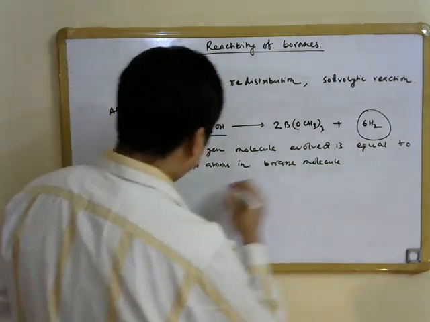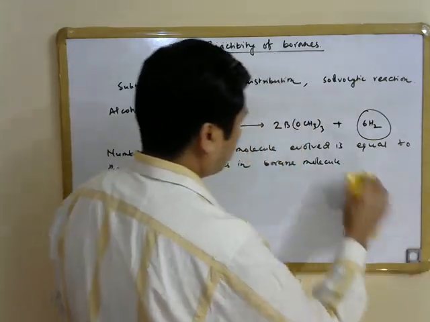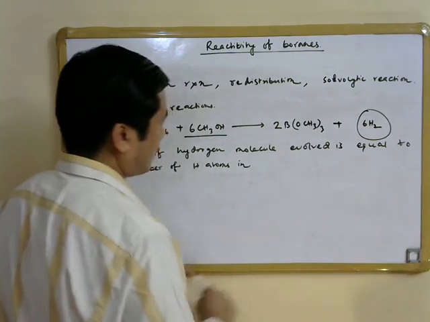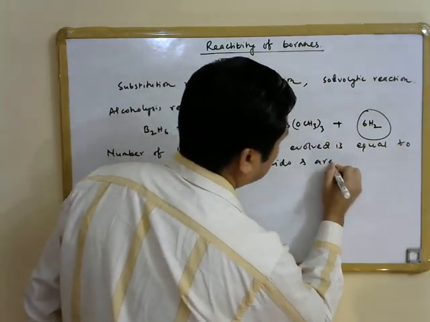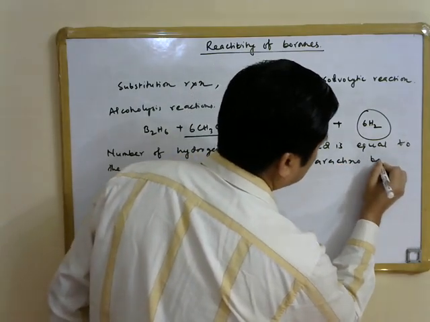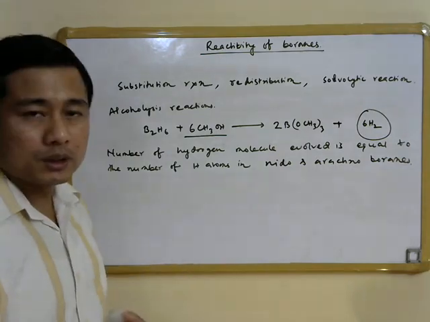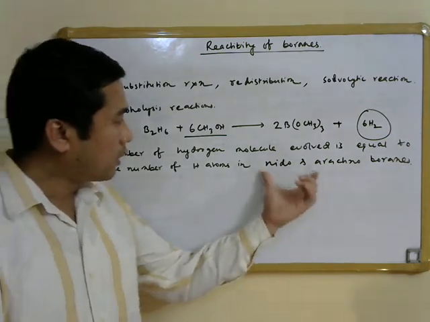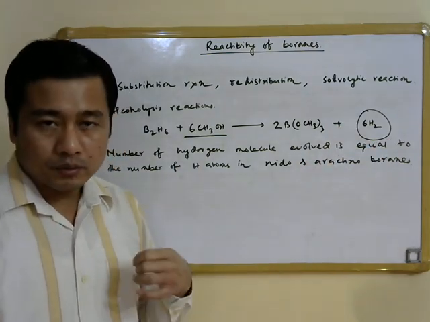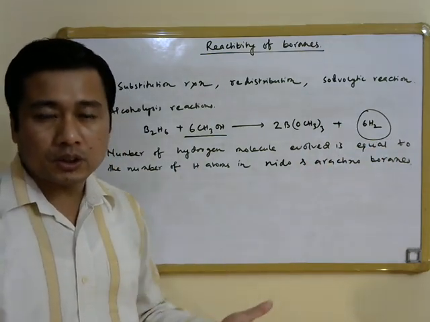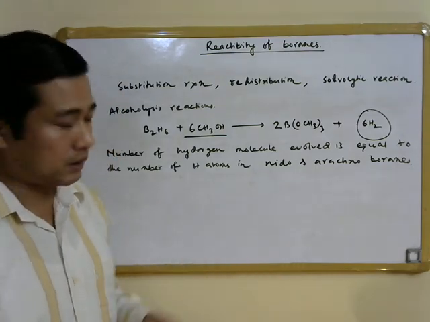So only in nido and arachnoboranes, because closo boranes are too stable to undergo such alcoholysis reaction, while only nido and arachno boranes undergo such alcoholysis reaction, and we can find out the number of hydrogen atoms in such nido and arachno boranes by doing this methanolysis reaction.